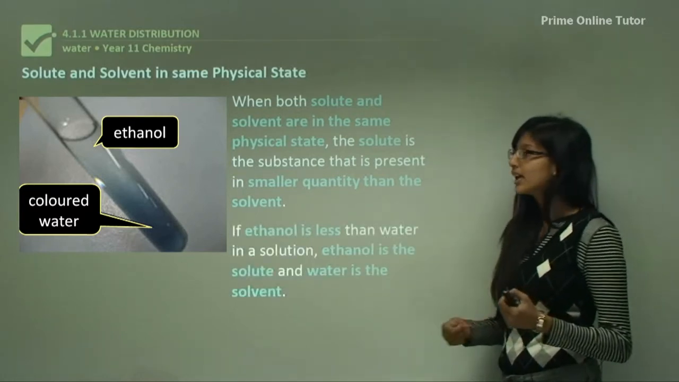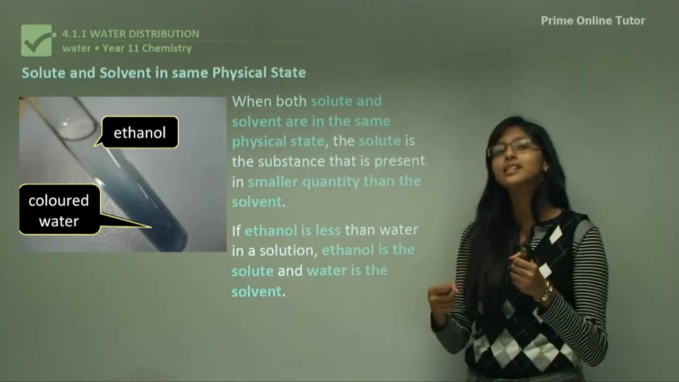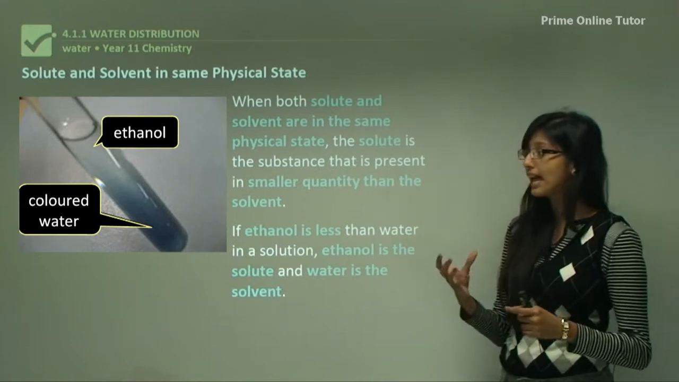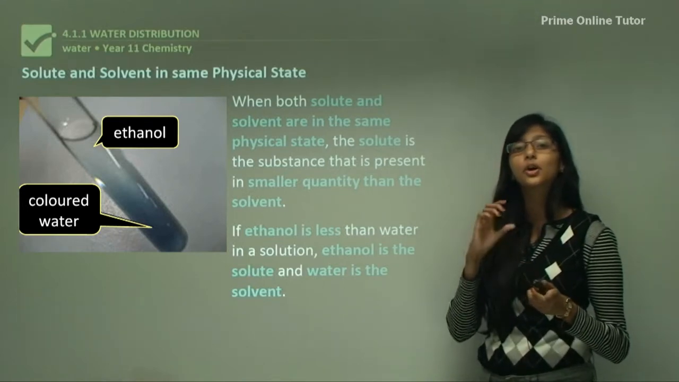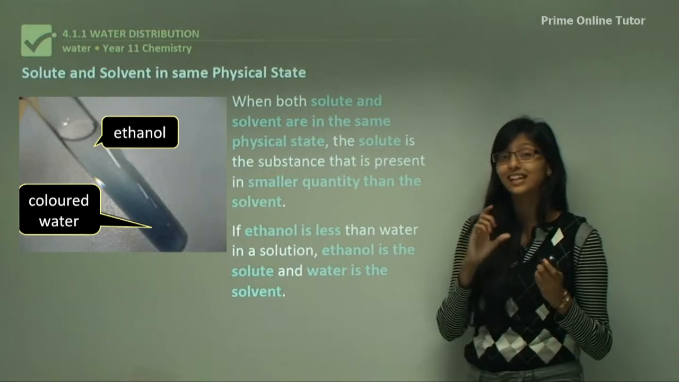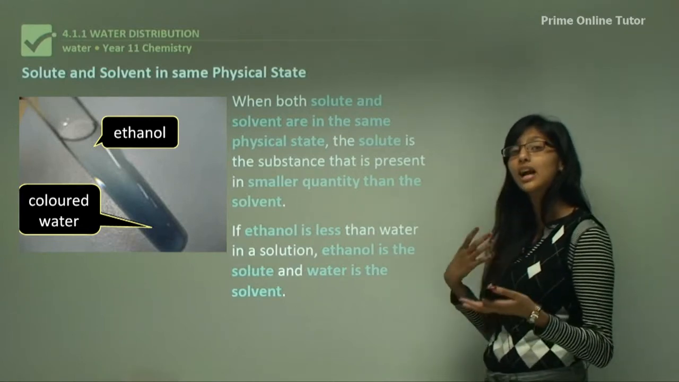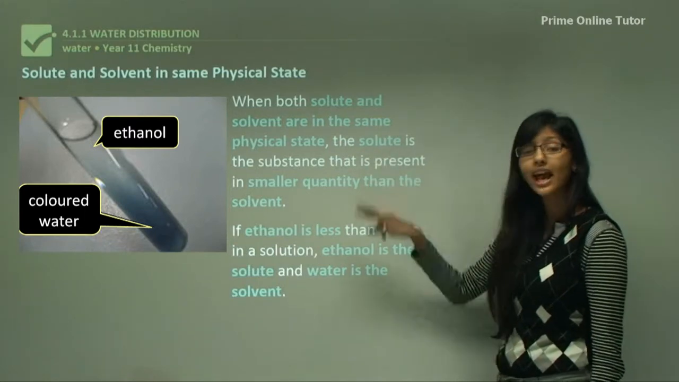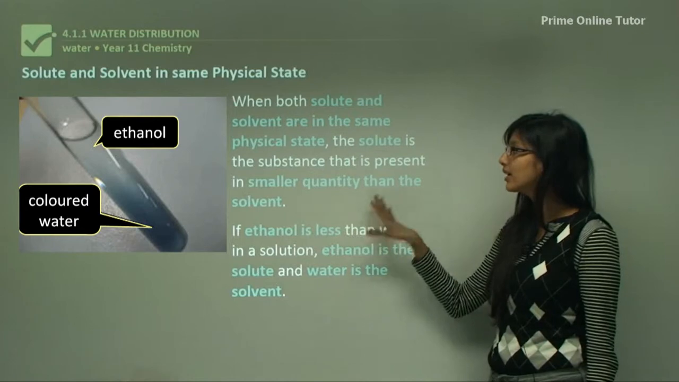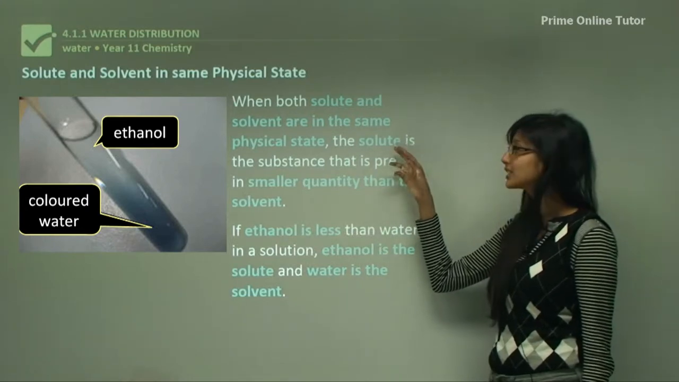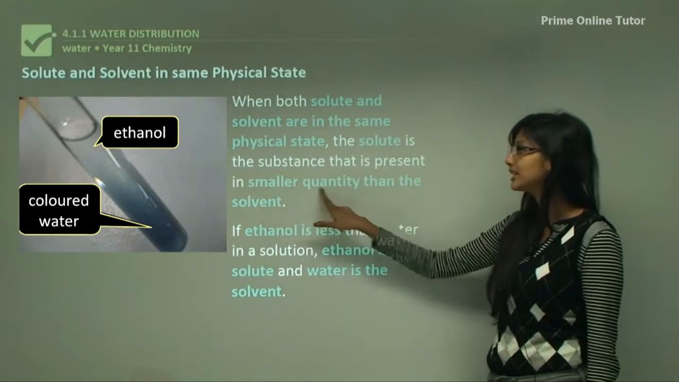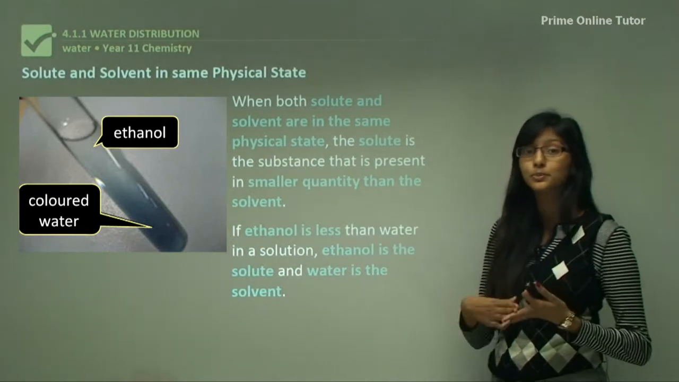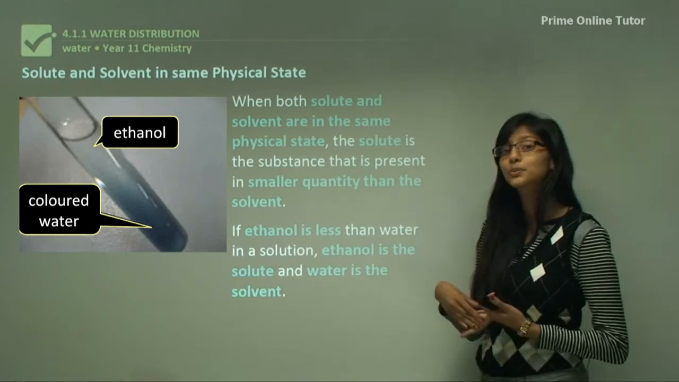For example, in the diagram, you can see that you mix ethanol and water together. You put ethanol and water in a test tube, and in your test tube, ethanol is of lower content. You have very much less ethanol in your test tube compared to the amount of water. Therefore, your ethanol will be your solute and your solvent will be water, because as the definition states, the solute is the substance that is present in smaller quantity. And in my example, ethanol will be in smaller quantity, so ethanol will be our solute.